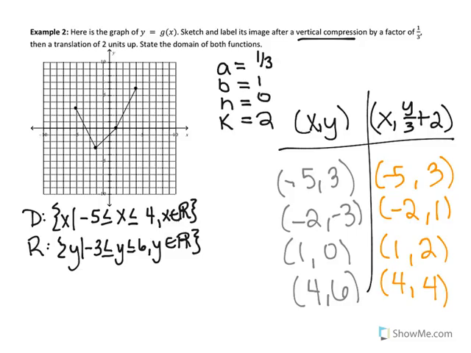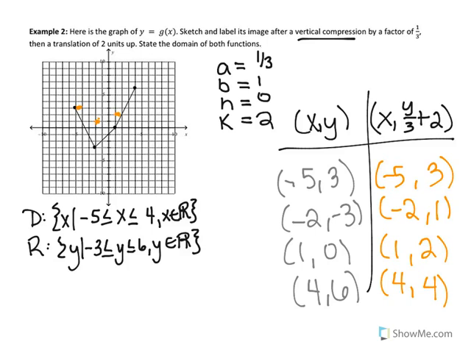So we're going to go to (negative 5, positive 3). That point doesn't change. (Negative 2, 1), it's going to go right there. (1, positive 2), so that's going to go up. And (4, 4). So our new graph is going to look like that.